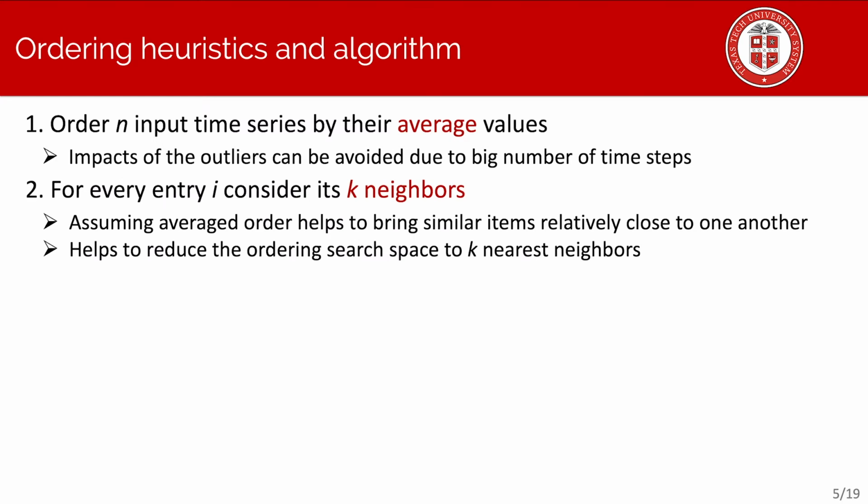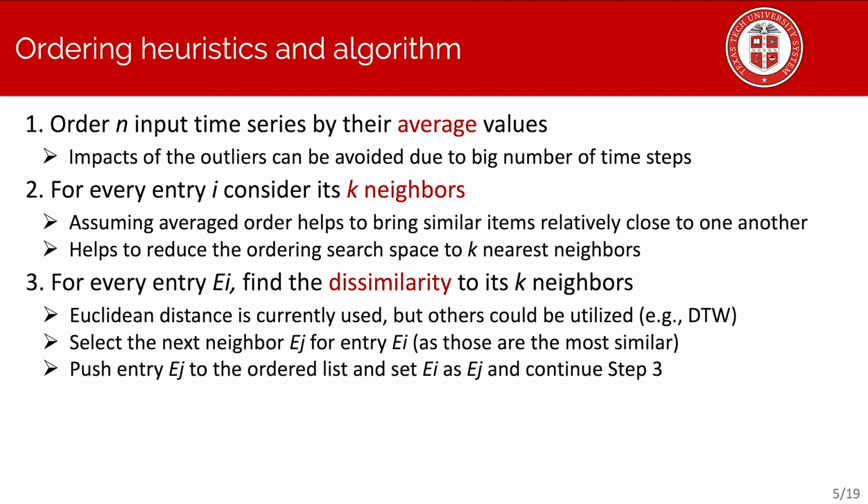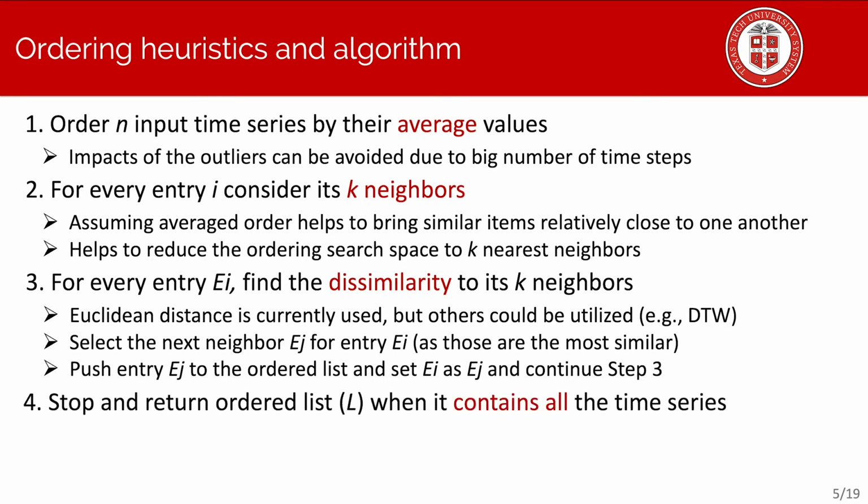The second step is, for every entry ei, we consider only k of its neighbors, because we assume that the average order already helps to bring similar items relatively close to one another. So we don't have to consider all the other cases, but only k neighbors. It helps to reduce the ordering candidates to the k nearest neighbors only. Then for every entry ei, we find the similarity to its k neighbors using Euclidean distance in this case, but in other cases we can consider other kinds of distance measures like dynamic time warping. We select the neighbor ej for entry ei as the two should be the closest to one another, and we go back to step 3 and continue to find the next neighbor. We stop and return the order list L when it contains all the time series.